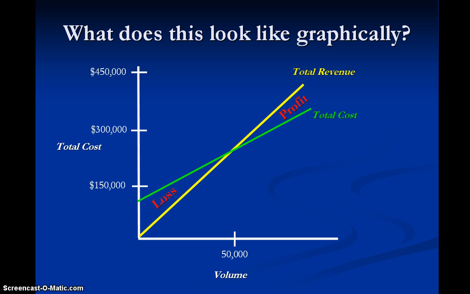So what you see at that 50,000 mark, to the left of the 50,000 mark, the total revenue line, which is the yellow line, is underneath the total cost line. So that means our costs are higher than our revenues, so we have a loss. On the right hand side of the graph, we have our total costs underneath our total revenues, so our revenues were higher than costs, so we have a total profit.